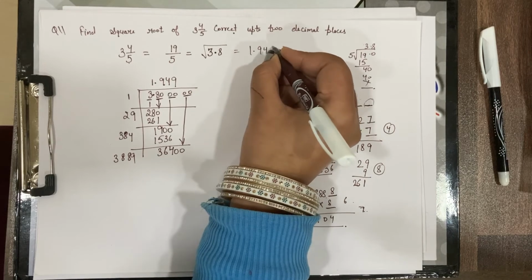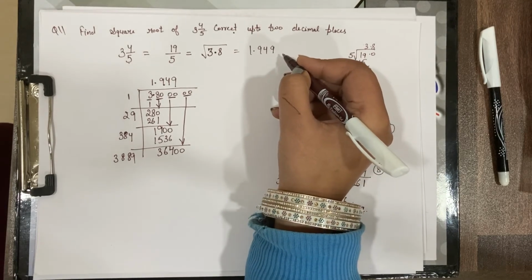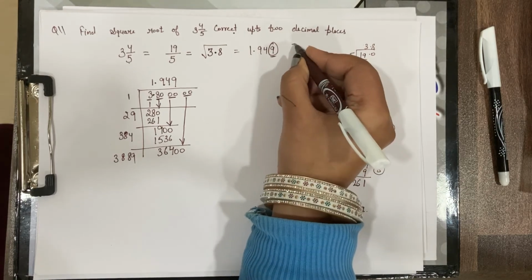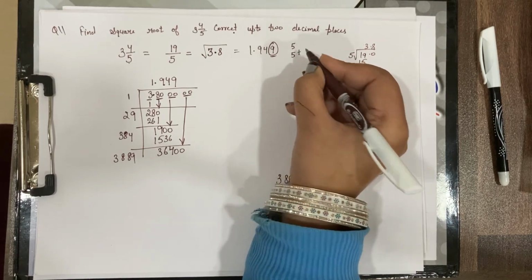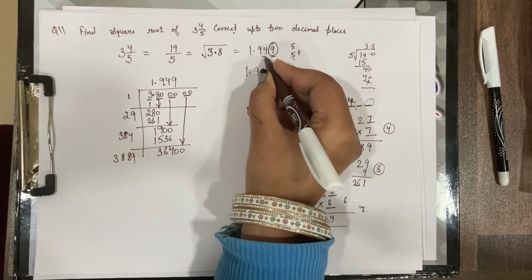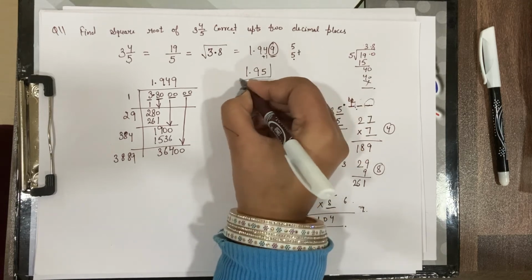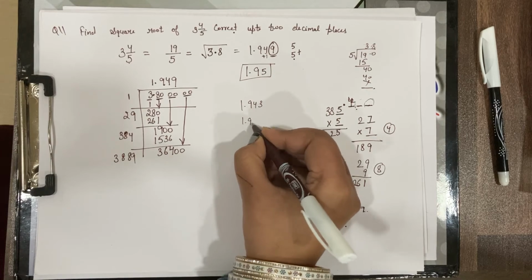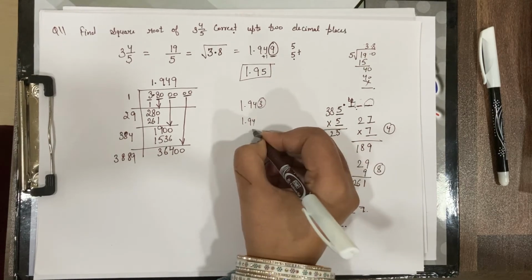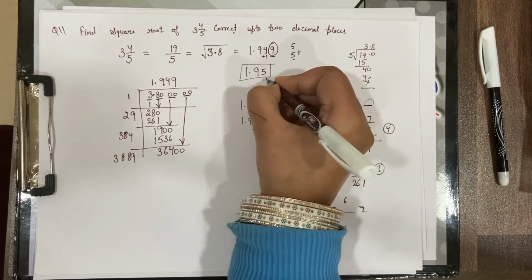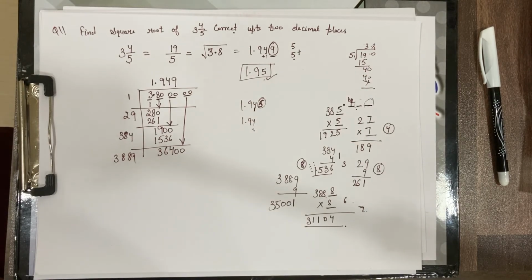1.949. As I told you, the third digit will be used for the correction. If the third number is 5 or more than 5, we'll add 1 here. So the answer is this. If the number would have been like this, अगर ऐसा होता तो I would have written this. अगर 5 से छोटा है तो as it is. But अगर 5 या 5 से बड़ा है तो increase 1 number here and this is your answer. I hope this is also clear, and with this our revision of square and square roots is done.